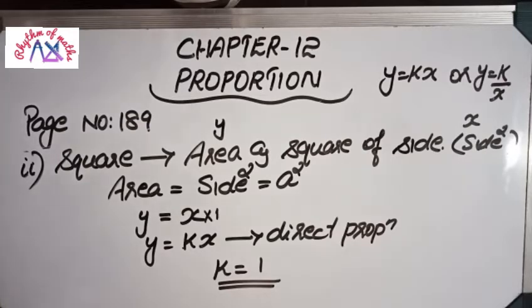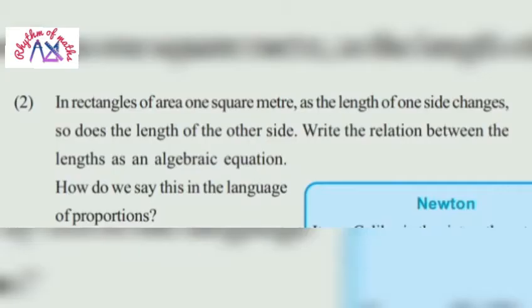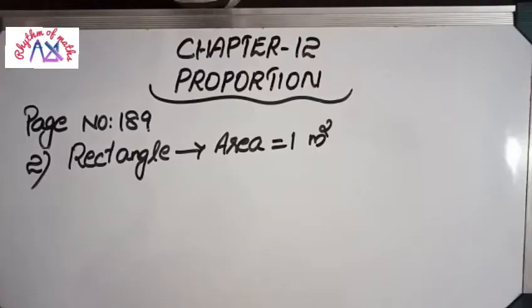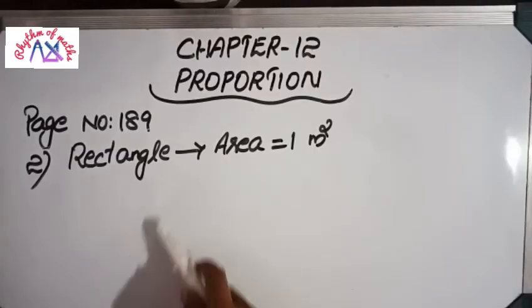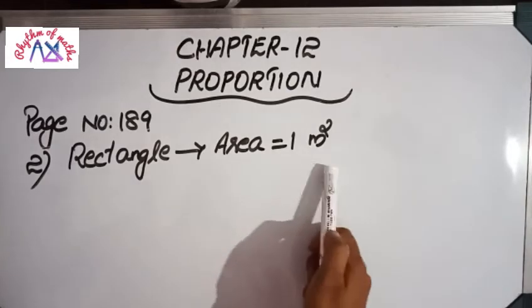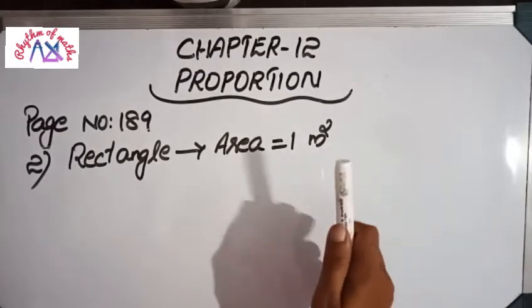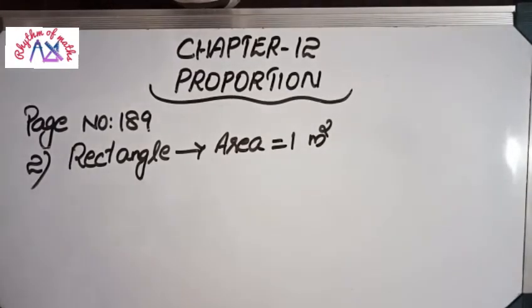Now let's do the second question. Question number 2. In rectangles of area 1 square meter, as the length of one side changes, so does the length of the other side. Write the relation between the lengths as an algebraic equation. How do we say this in the language of proportions? Here in the question, rectangle is given. Okay, rectangle's area is given as 1 meter square. Area already given a fixed value, that is 1 meter square.